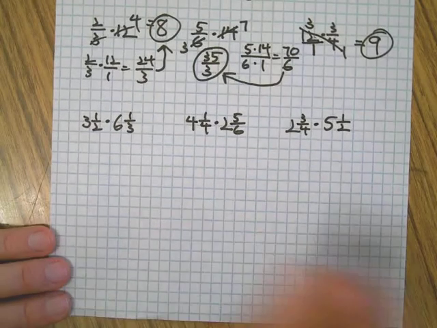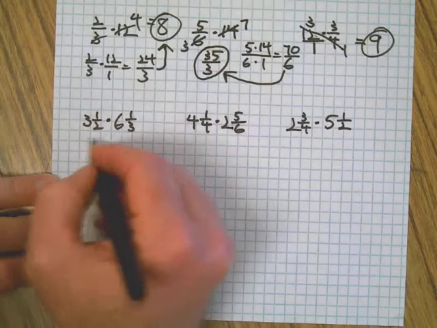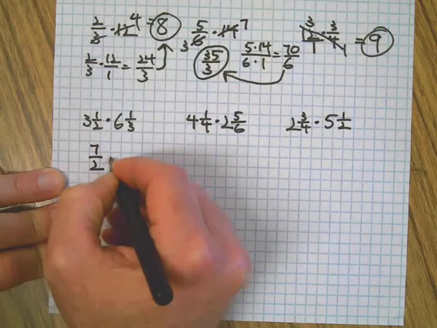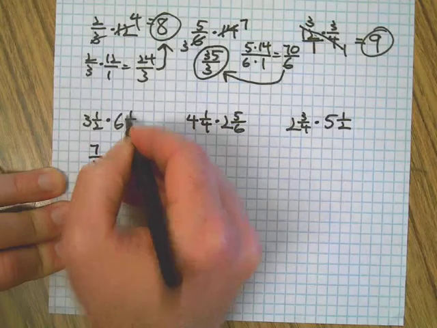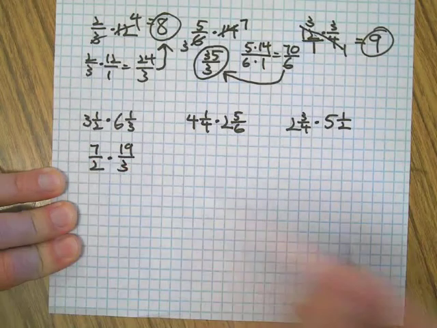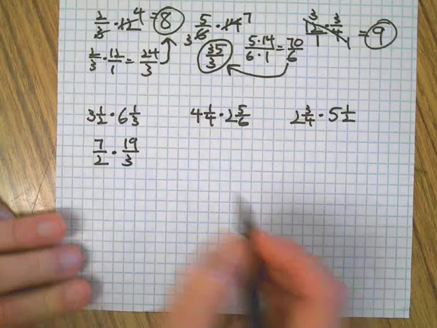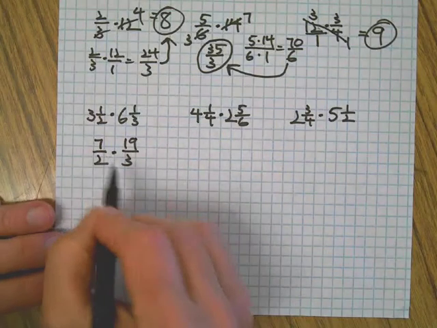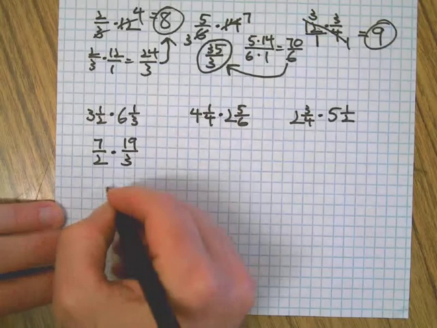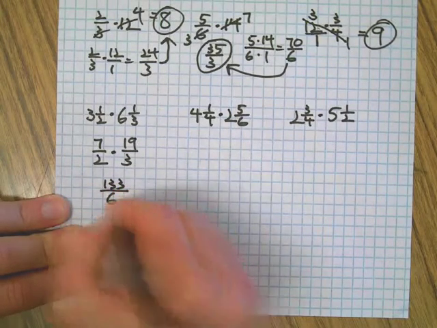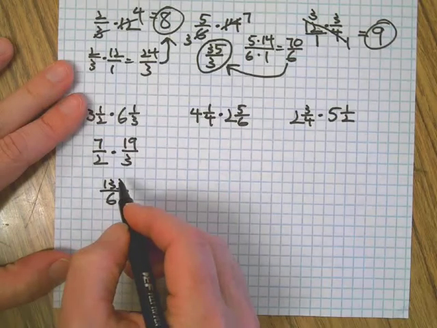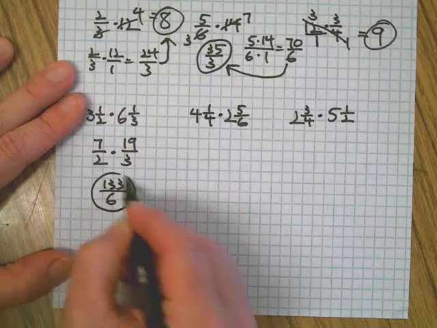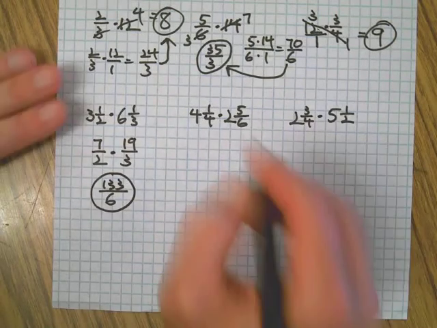Let's convert these to mixed numbers. Okay? 2 times 3 is 6, plus 1 is 7 on top of 2. 3 times 6 is 18, plus 1 is 19 on top of 3. No simplifying can happen here. We just have to do it the old-fashioned way, which is 70 and 63 is 133 on top of 6. I really don't think we can simplify that, but if you can, go ahead and do it. I'm going to move on.